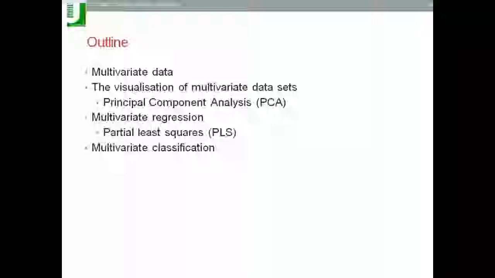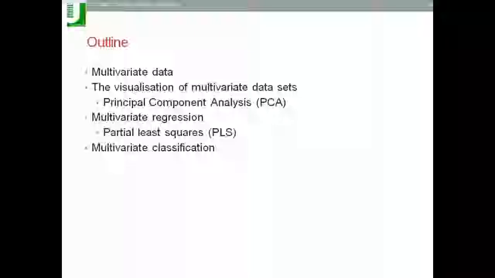This is the outline of what I'm going to talk about. An introduction about multivariate data, and then I will talk about three different aspects of multivariate data analysis: the visualization of multivariate data and what we can infer from this visualization, the regression, how we can connect the multivariate data to some specific objective, and the multivariate classification.